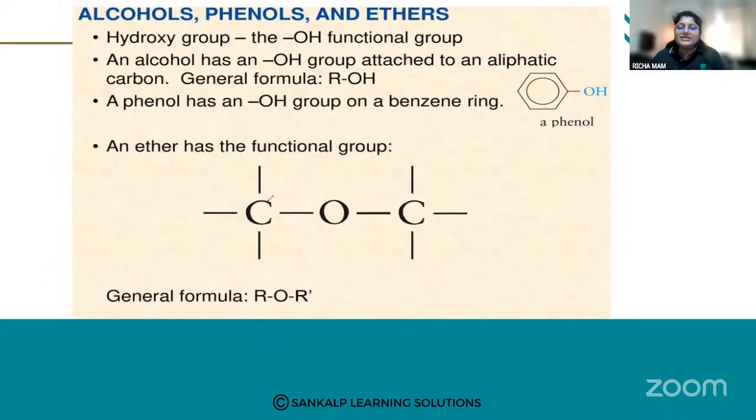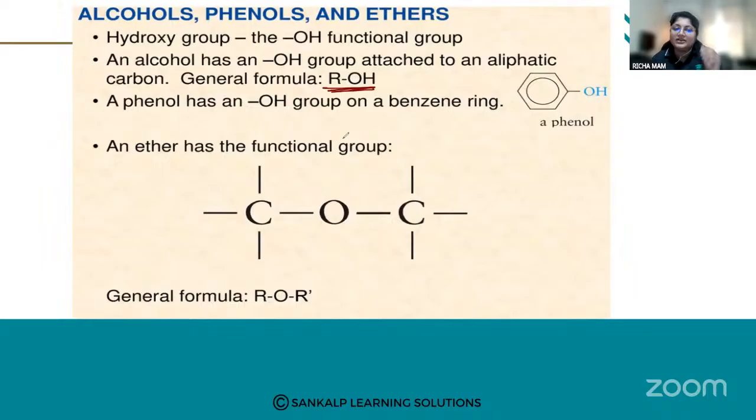So alcohols, they are the derivatives of what? After seeing the functional group, how do we explain them? Alcohols are the derivatives of aliphatic hydrocarbons in which one or more hydrogen atoms are replaced by the hydroxyl group. That is the definition of alcohols, and it is represented as ROH.